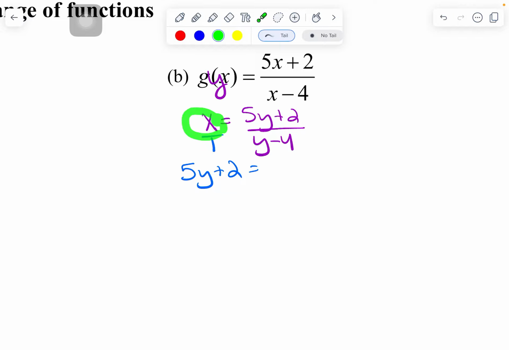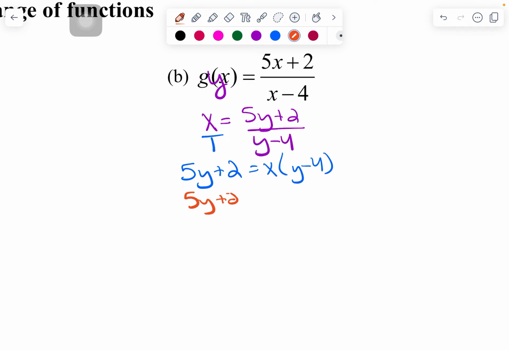The other cross is x times y minus 4. So x times y minus 4, I'm going to need to distribute that. So 5y plus 2 equals xy minus 4x. I'm not a huge fan of the fact that this, of course, has y terms on both sides. And so what I'm going to do is I'm going to move one of them. Doesn't matter which one, but move one of them to the other side. So let's go ahead and subtract a 5y from both sides.